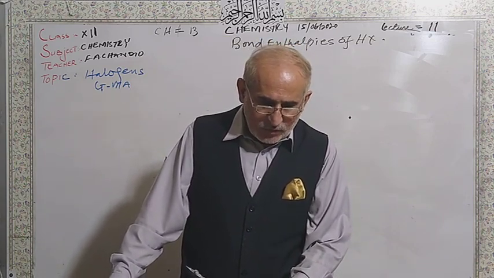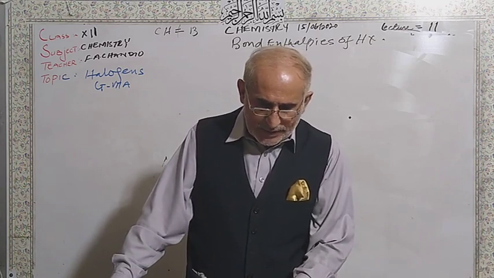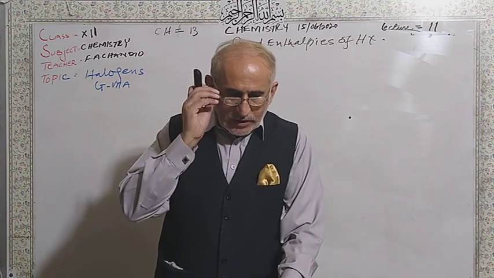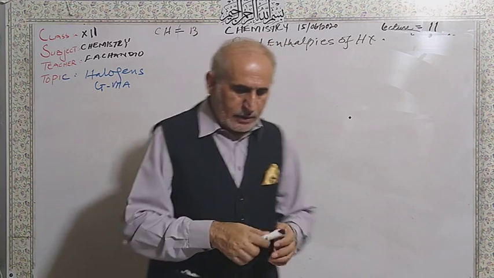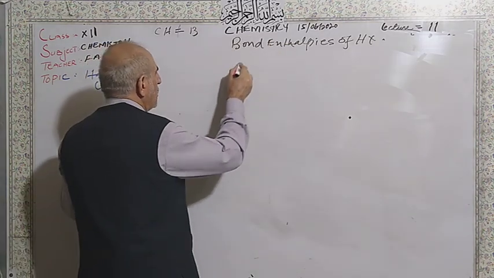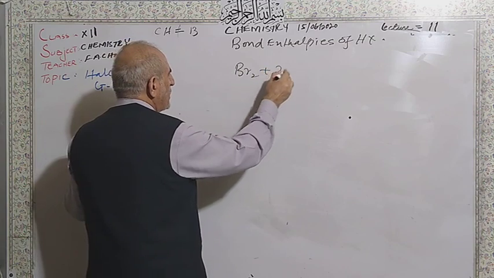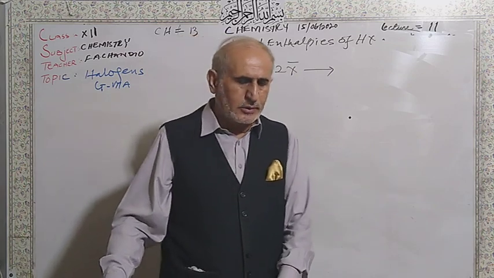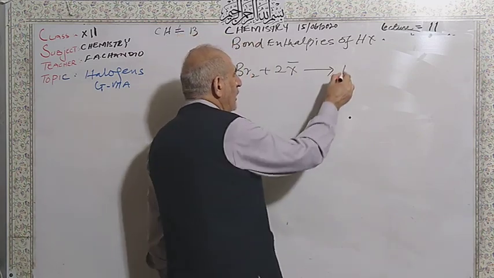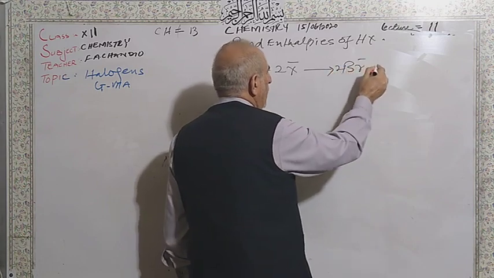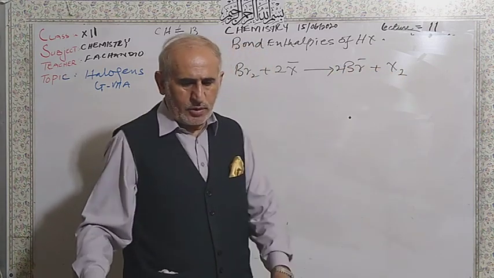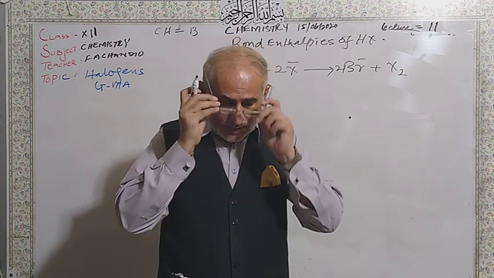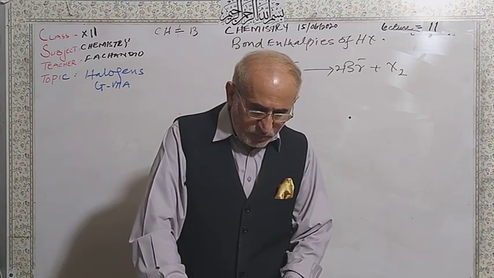So there is nothing complicated happening in this case. There is one thing: this is the bromine and this is the halide ion. So there is a displacement here. We will get bromide ion and hydrogen molecule. This is a displacement. One example is given here on page 48.